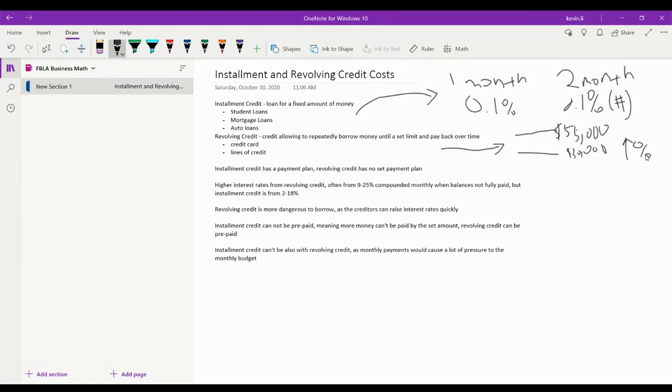So let's start with our comparisons now. So installment credit has a payment plan, meaning you have to pay back by a specific amount of time as seen up here, right? But revolving credit has no set payment plan. So this means that with installment credit, you're going to be more strict. You're going to have deadlines to pay it. So you're going to have probably deadlines by each month in January, February. Probably the end of the month, you're going to have to pay a specific amount.